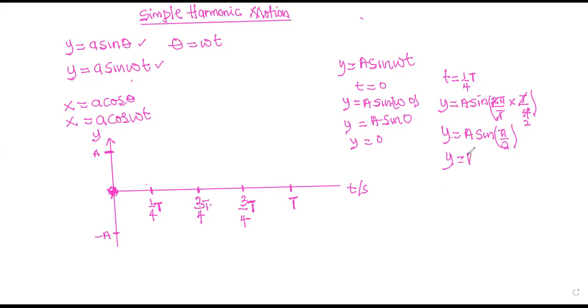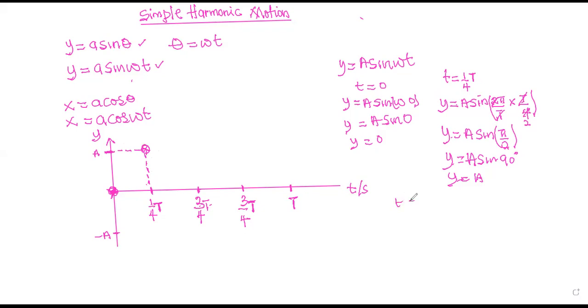So we have a sine 90 degrees, and sine 90 is 1. So y will be equal to a, meaning that at time t equal to quarter of the period, the displacement will be equal to the maximum value, the amplitude. It's just the same thing as when we use angles.